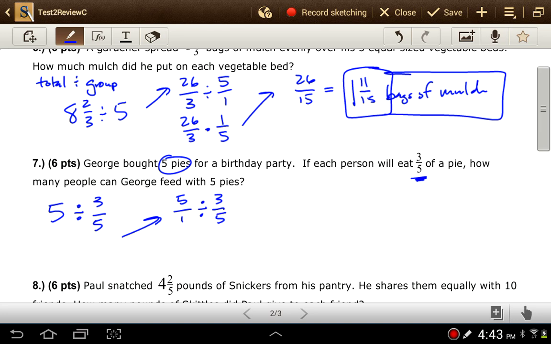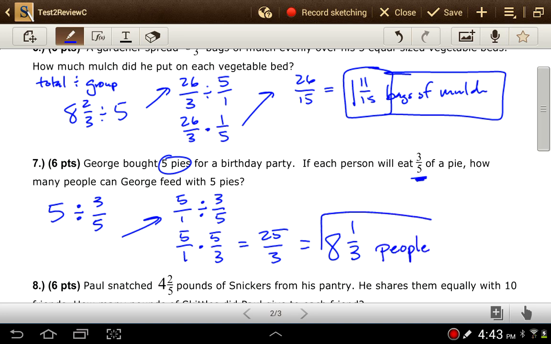Then I'm going to multiply by the reciprocal. So 5 over 1 times 5 over 3, which is going to give me 25 over 3. I turn that into a mixed number. 3 goes into 25 8 times with 1 left over. So that's 8 1/3 people. Okay, so 8 people can eat full pies, and then somebody doesn't get their full share of 3/5, is what that means. Not 1/3 person's going to eat it. It means we don't have enough for the next person.